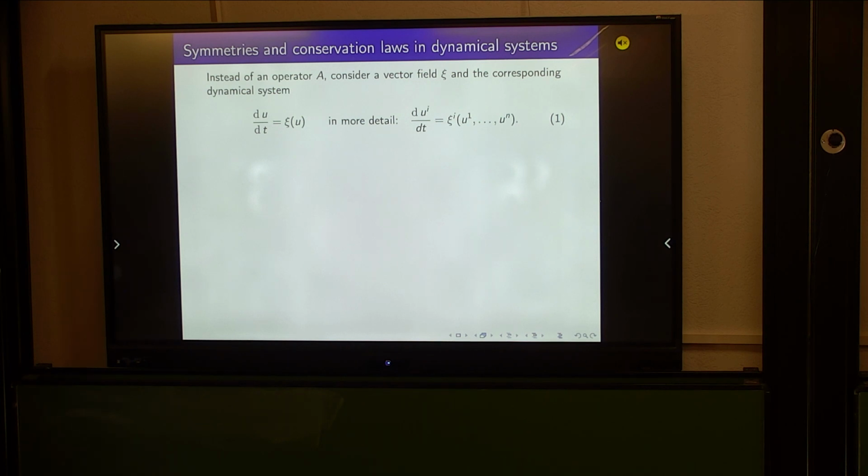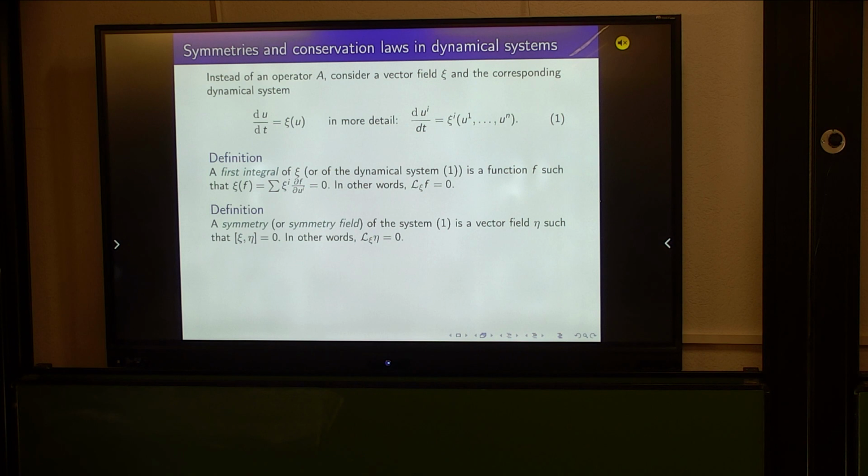So what is a first integral? The first integral of psi, obviously, is a function such that the derivative of this function along psi is 0, or the Lie derivative is 0. So what is the symmetry of psi? It is another vector field, say eta, such that psi and eta commute with respect to the standard Lie bracket, which is the same as saying that the Lie derivative of eta along psi is zero.